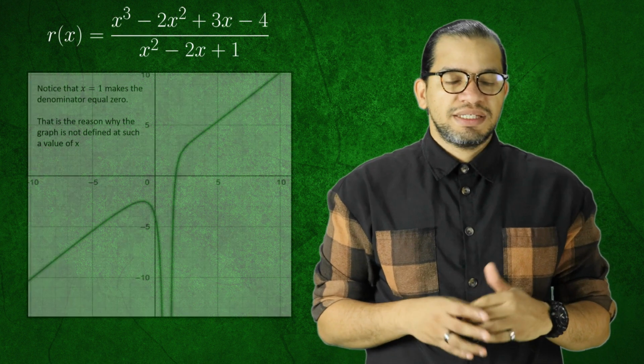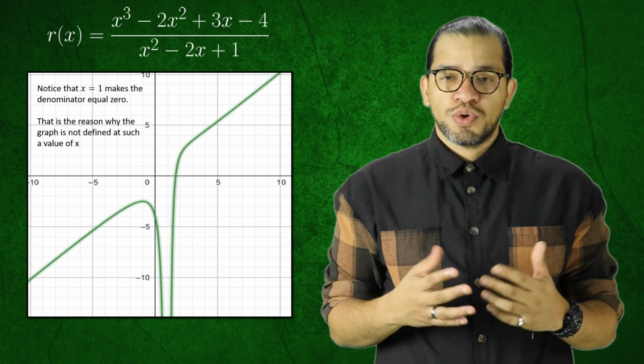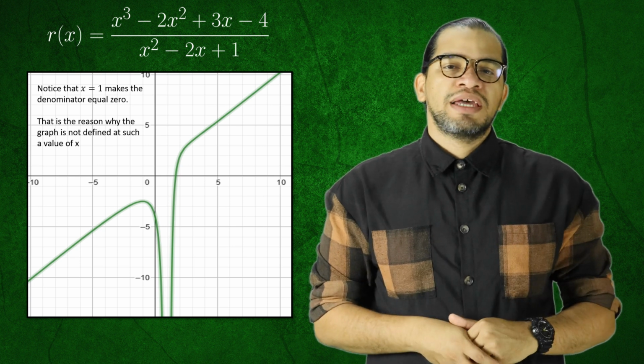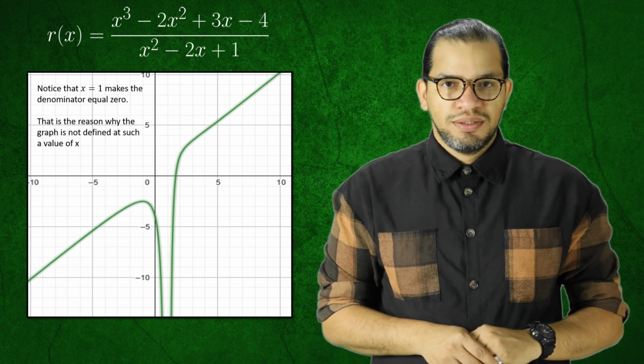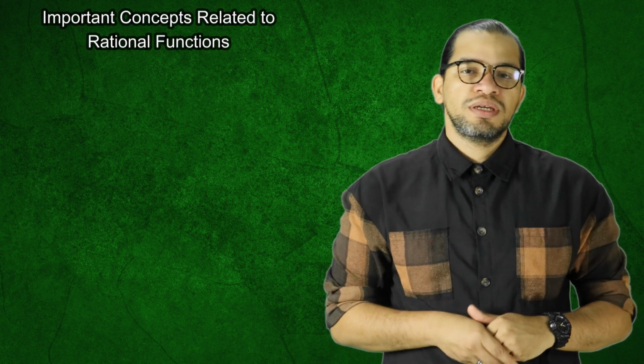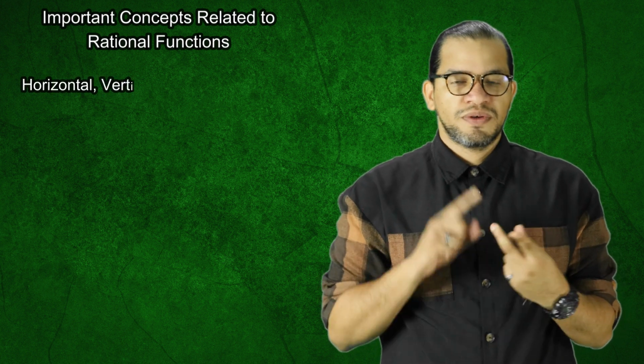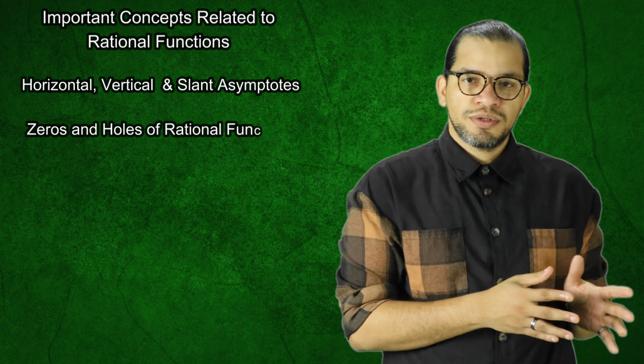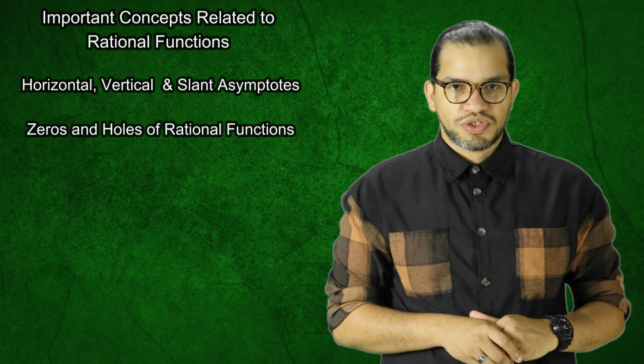For example, a rational function will be the function r of x equal x cubed minus 2x squared plus 3x minus 4 divided by x squared minus 2x plus 1. Now, there are some important concepts that we need to have in mind when working with rational functions. The first three are horizontal, vertical, and slant asymptote, and the last two are zeros and holes of rational functions.